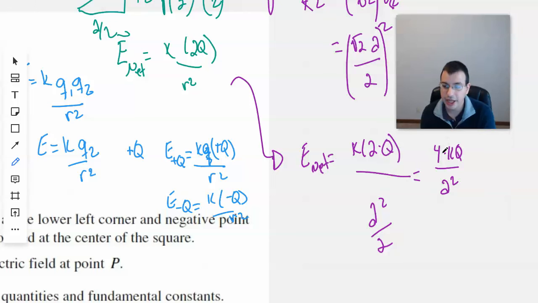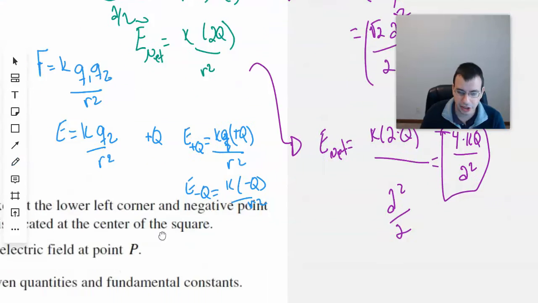For a dummy check on an electric field, just make sure that there's only one charge up top. For force, you want to have 2 q's multiplied by each other, so q times q. For electric fields, you want to have 1 q in the top and generally a squared component in the bottom. So that is our answer.